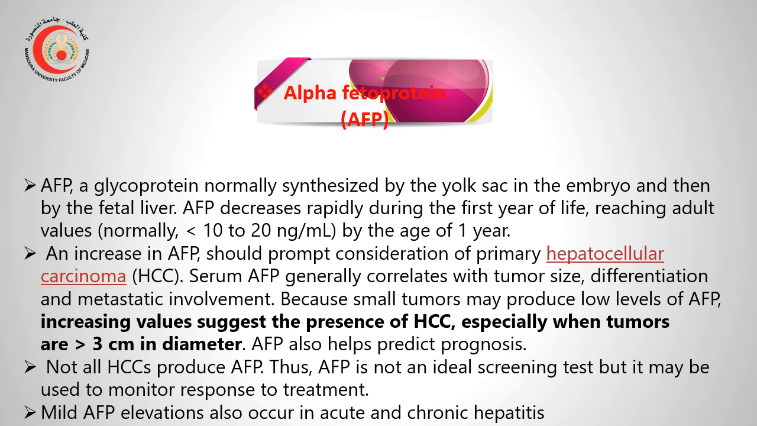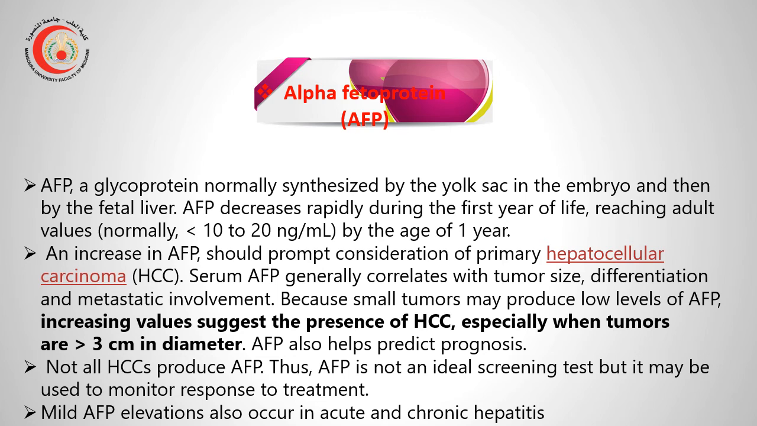The fifth group is the tumor marker alpha-fetoprotein. It is a glycoprotein that is normally synthesized by the yolk sac in the embryo and then by the fetal liver. It decreases rapidly during the first year of life, reaching adult values by the age of 1 year. An increase in alpha-fetoprotein should prompt consideration of primary hepatocellular carcinoma.